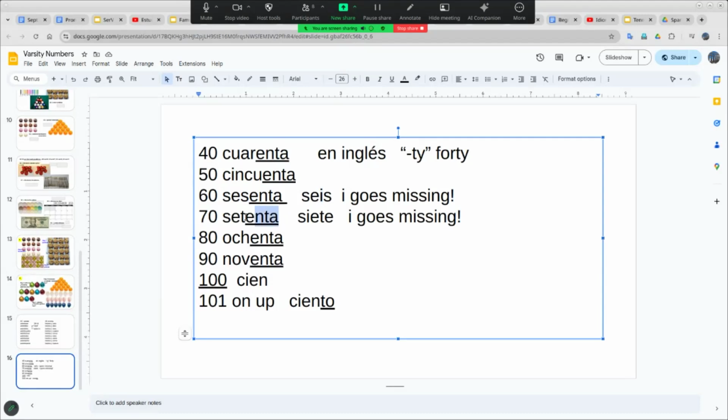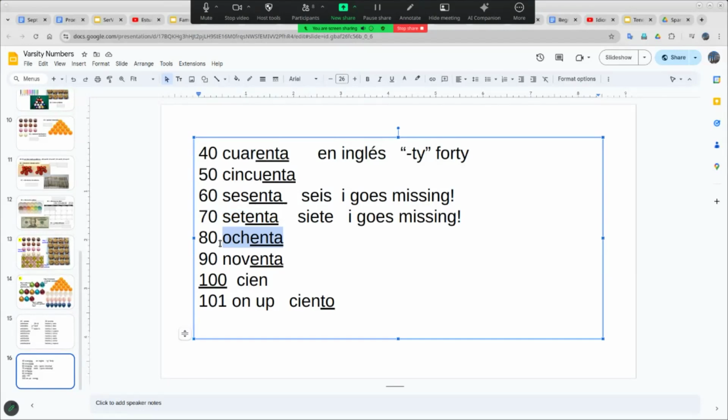And the I is going to go missing again for the 7T word. Or 70, perdón, 70. Notice the only difference between 60 and 70 is one letter. These are easy to confuse. Yeah, you got to listen really close. 60 versus 70. Sí, 70. Okay, here's our next one.